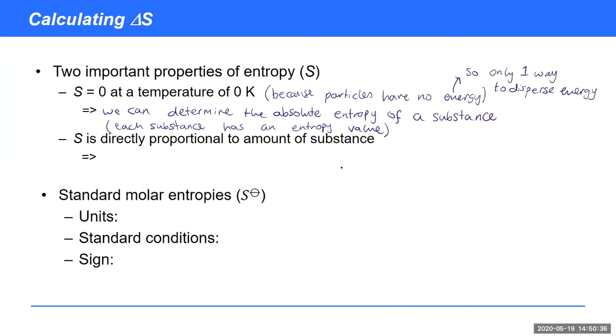If you ask me what the enthalpy of water is, I can't tell you because enthalpy is not necessarily 0 at a temperature of 0 Kelvin. It depends on the bonds and the actual atoms that are involved. Entropy, because it's essentially a statistical thing about how you spread energy about, you can say entropy is 0 at 0 Kelvin.